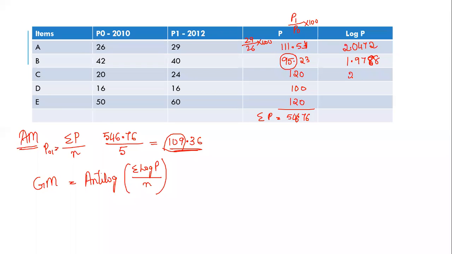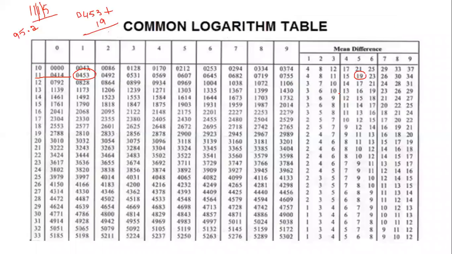Yes, 2.0792. Next one for 100. How will you see for 100? See here in the log table, it starts from 100. 100 means you have to divide 10 and 0. You have to see the 10th row and the 0th column. Okay, it is 0.